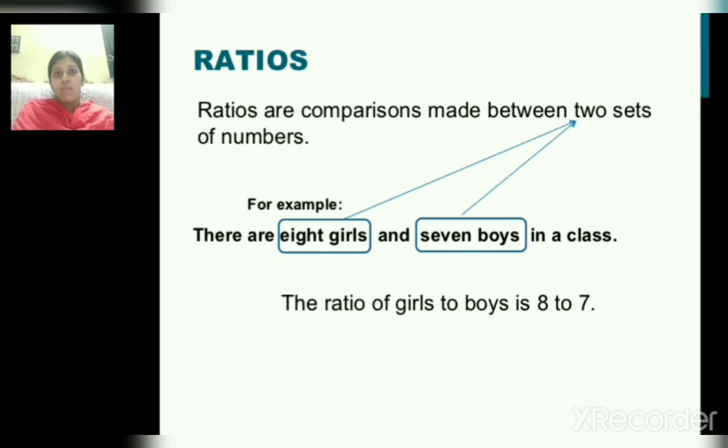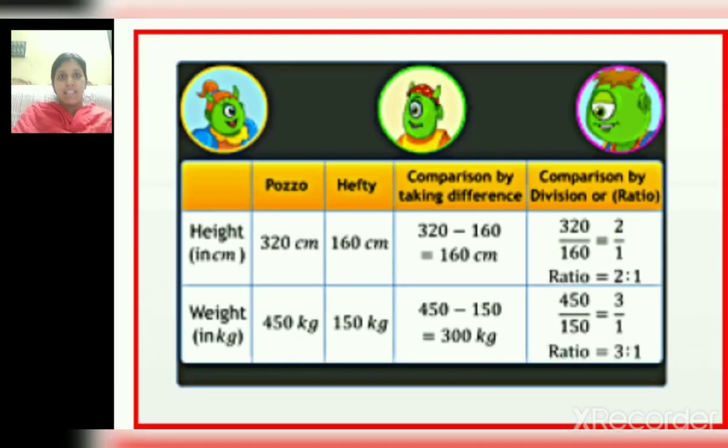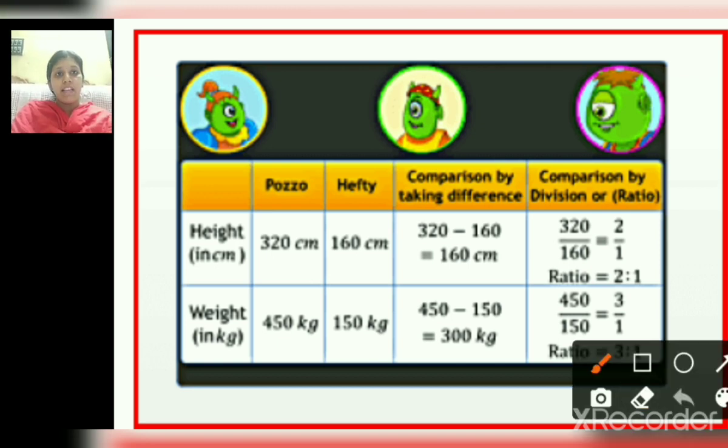I will explain with another example. Now look at this example. The height and weight of two persons are given. We will see how we can compare them. We can compare in two ways. The first way: the heights of two persons are given, and we can find the comparison by taking the difference. The height of the first person is 320 and the height of the second person is 160.